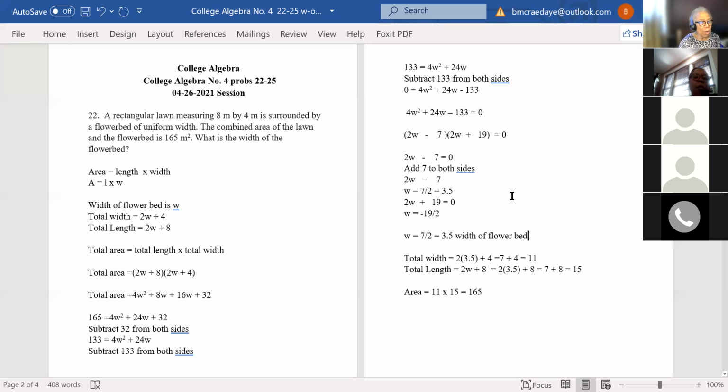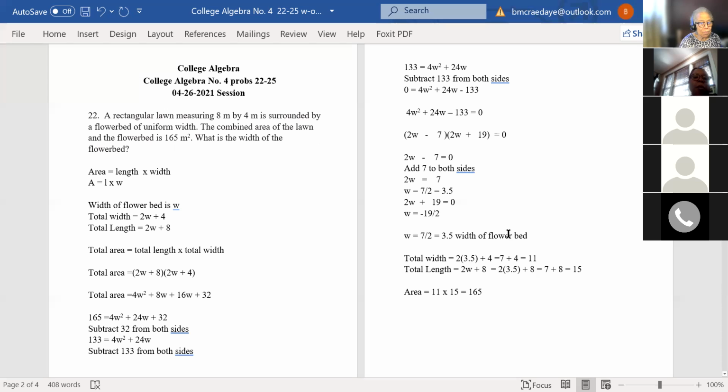No, the 8, that's the rectangular lawn, but for the combined you'd have to add 2 times the W plus the width, which would give you the total width. That's 11, because what they gave you as the area is the combined area of the lawn and the flower bed.